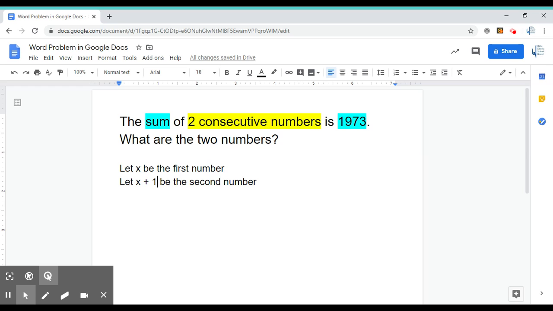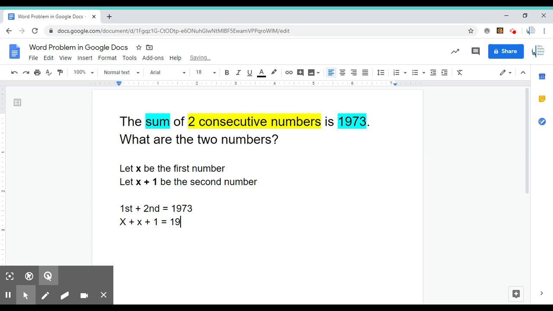And I'm going to choose to bold these just because I think that bolding them is going to make it stand out for me so that I can see a little bit better. You don't have to, but it'll make it easier for me to read. So I'm going to go down a couple of lines, and then I need to make an equation. And I like to always do a word equation first. So I know that if I take my first number and I add my second number, the total should be 1,973.